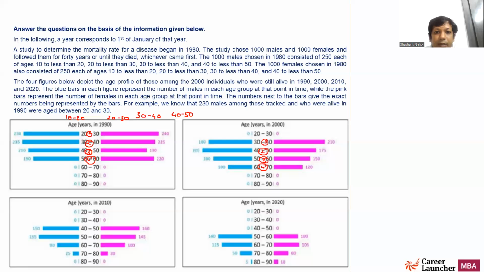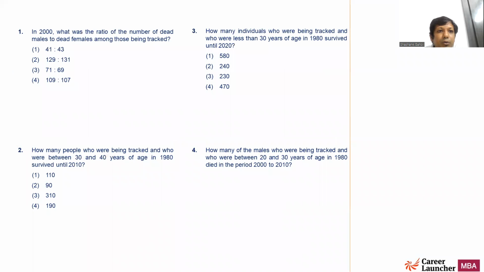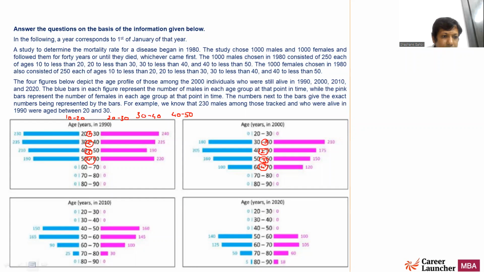Okay. In year 2000, I am looking for total dead males and dead females ratio. Okay. So we had 1,000 people in total, 1,000 males and 1,000 females. In year 2000, 180 plus 205, that is 285. 285 plus 260 comes out to be 645.